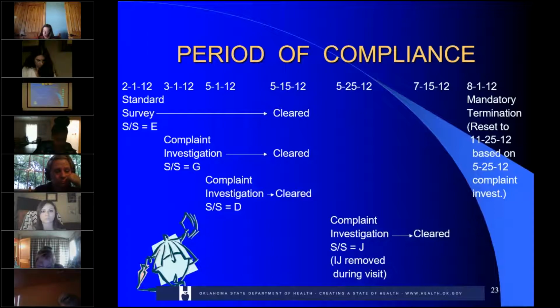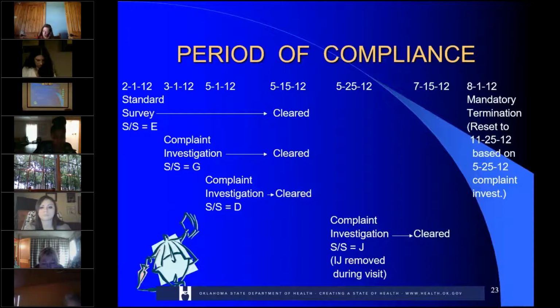May 1st, you have a complaint investigation with a citation at a scope and severity of a D. May 15th, we come back and we do revisits on all 3 of those surveys and clear them all as of that day. Okay, so then we come back on the 25th of May with an IJ, which is removed during the visit. The thing is, and what's awesome about this is your cycle started over as of May 15th.